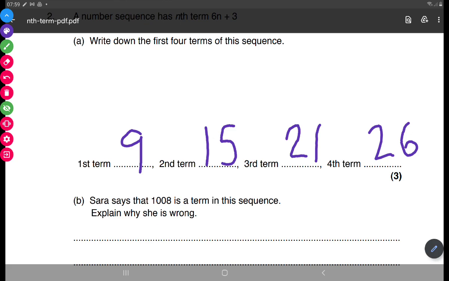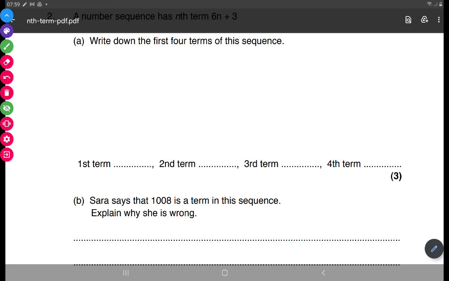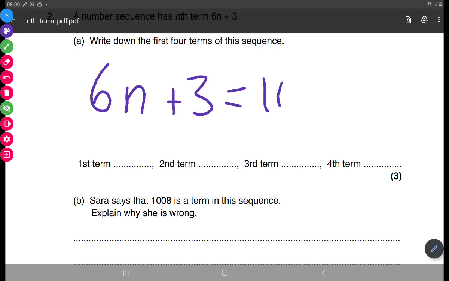Sarah says that 1008 is a term in this sequence. Explain why she is wrong. Oh. Well, that's difficult, isn't it? Well, can we use some algebra to try and work that out? So what she's saying is that 6 times n plus 3 equals 1008. Well, can we solve? If we solve that equation, do you think we'll be able to find out whether it is or not?